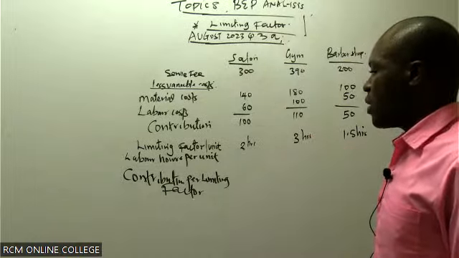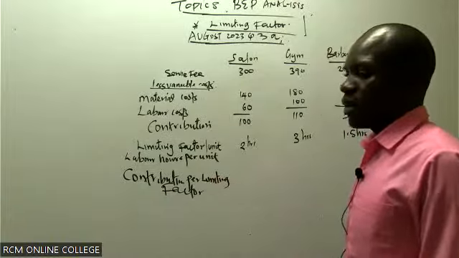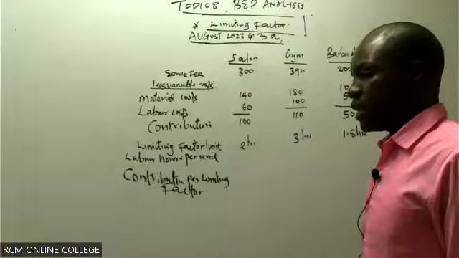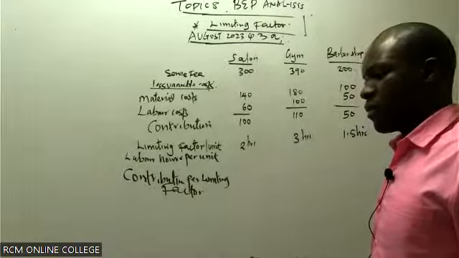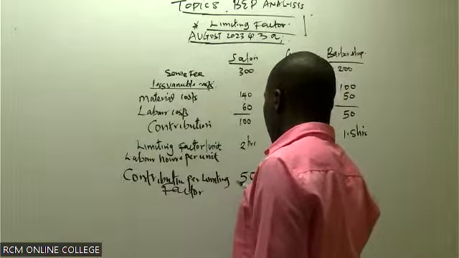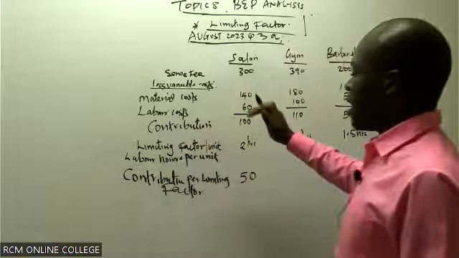How many shillings now per hour under this? Contribution per limiting factor, contribution per hour. Take 100, divide by this, tutapata ngapi? We are going to have 50. So for every 1 hour, the company is going to make 50 shillings.